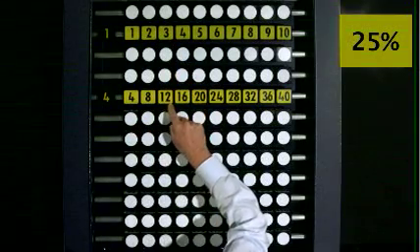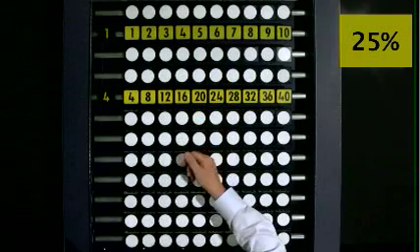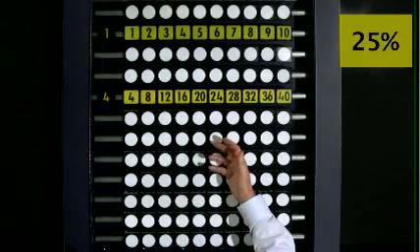3 out of 12, 25%. 5 out of 20, 25%. 7 out of 28, 25%.